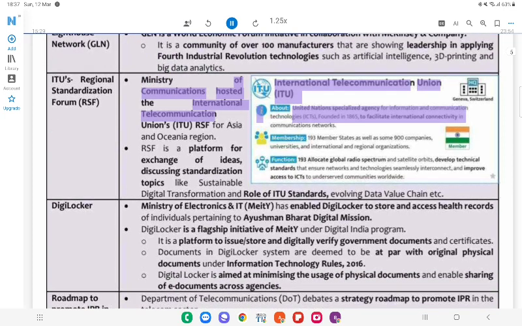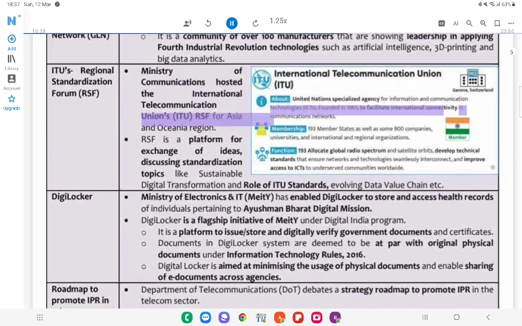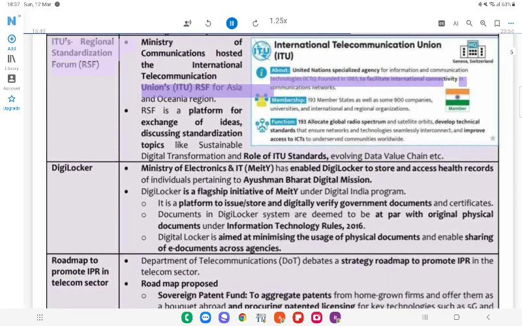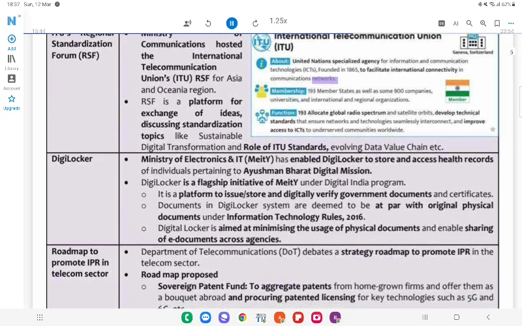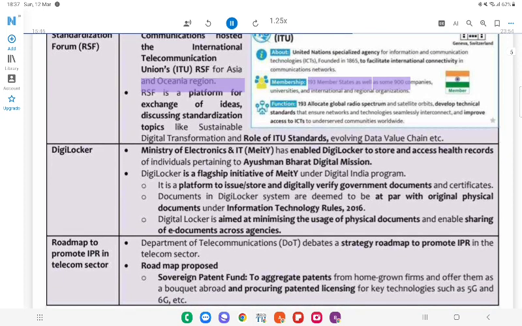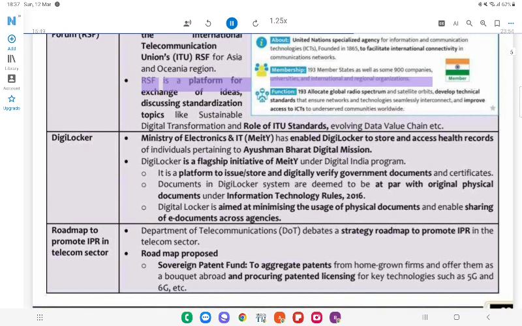The Ministry of Communications hosted the International Telecommunication Union, ITU, the United Nations specialized agency for information and communication technologies, ICTs, founded in 1865, to facilitate international connectivity in communications networks. The ITU Regional Standardization Forum, RSF, for Asia and Oceania region. 193 member states, universities and international and regional organizations.